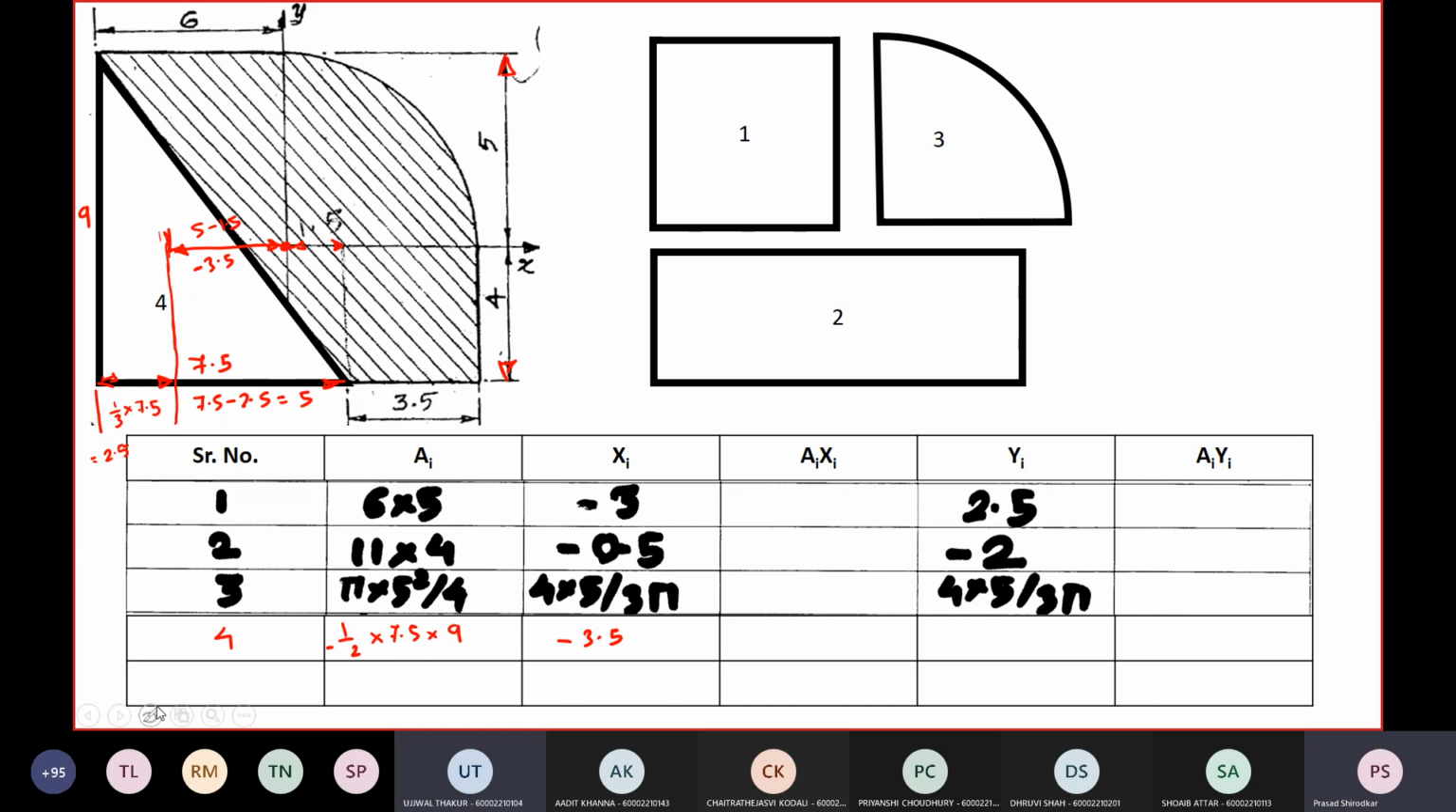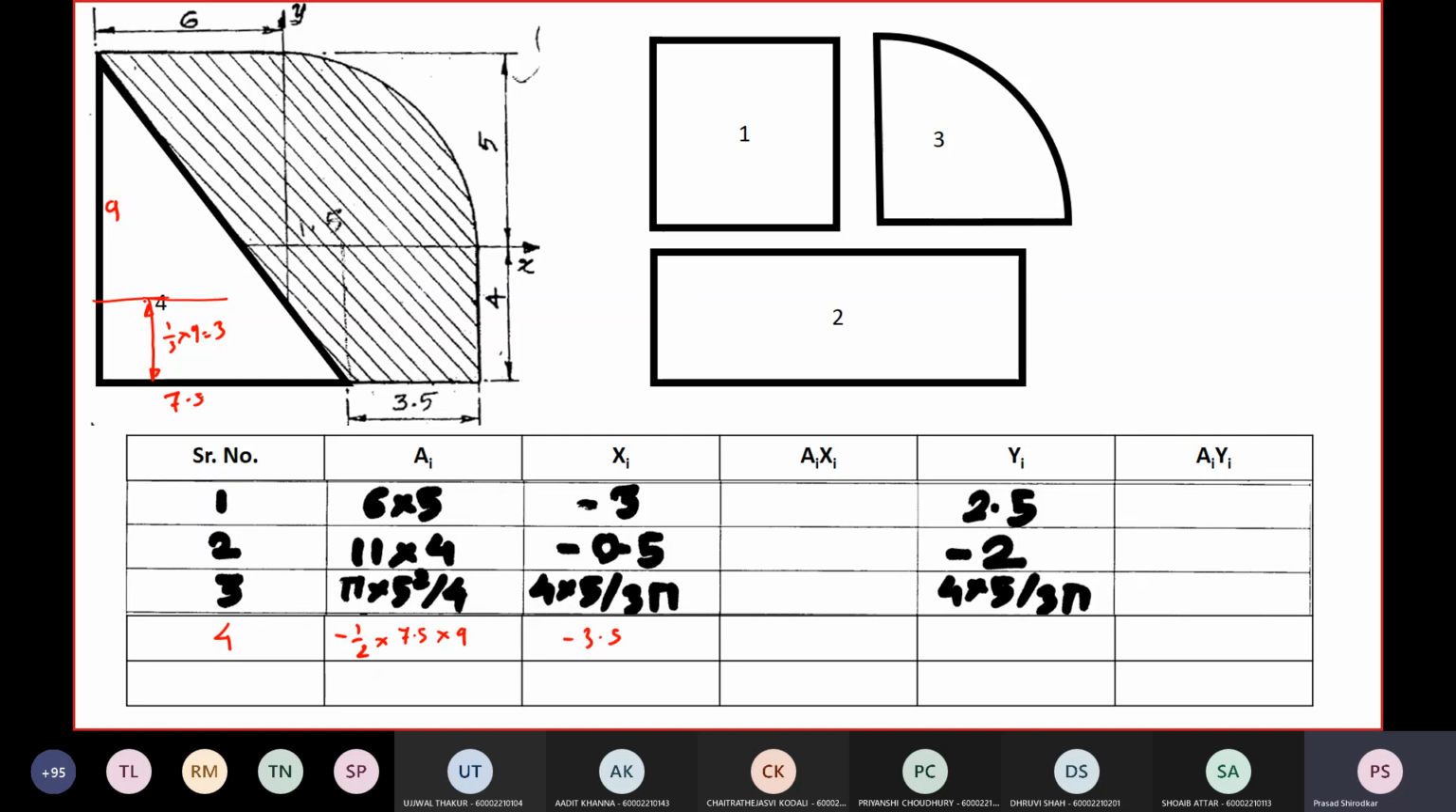Any questions? Do you want me to explain this again for the triangle? Minus half into 7.5 into 9, and this is minus 3.5. So this is the calculation for x. Now for y, the height is 9, and the base is 7.5. The centroid for y will be 1/3 of the height, so that is 1/3 of 9, which is equal to 3.